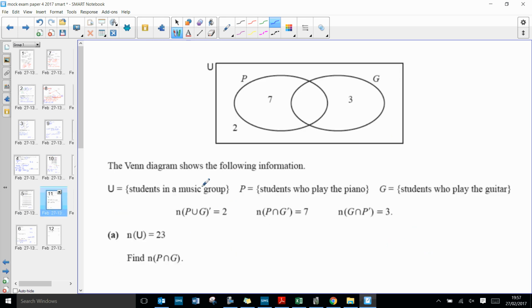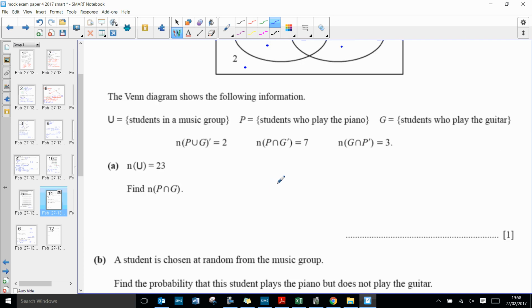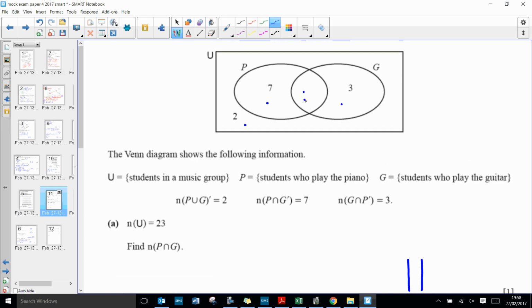A Venn diagram shows the following information. So the number of people in P union G dash, so this would be P union G and dash, gives us 2. The number of people P intersect G dash, so that's this little portion here, is 7. G intersect P dash, which is this portion here, is 3. So we know that the universal set is 23, so all of these 4 sections, 1, 2, 3, 4, have to add up to 23. We've got 7 plus 3 is 10 plus 2, so then that means that this missing section has to be 11. If it helps, you can draw it in there too.